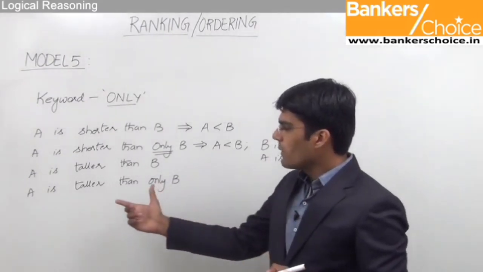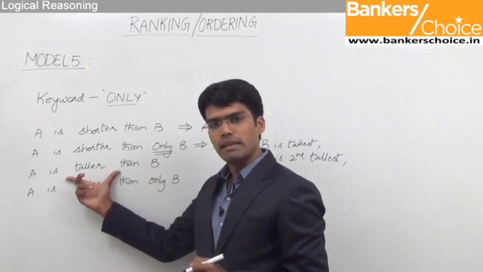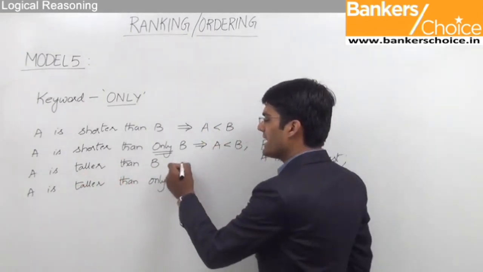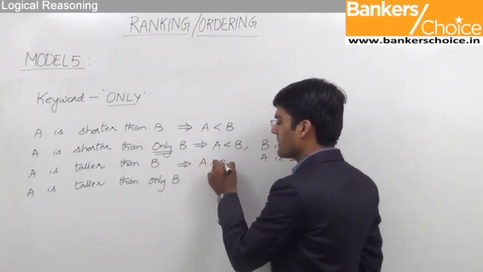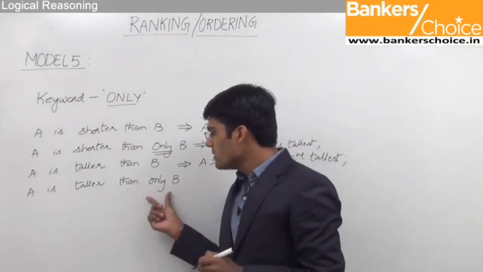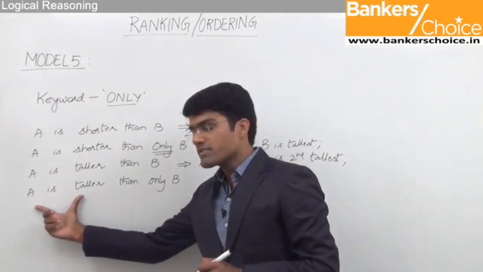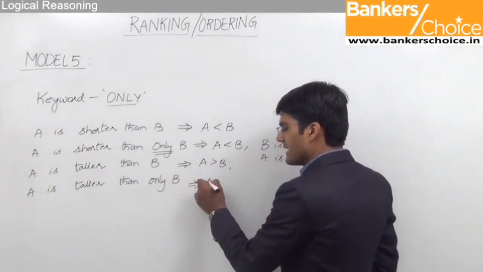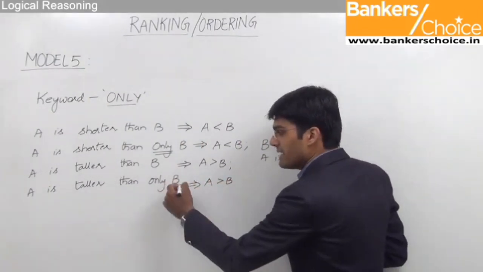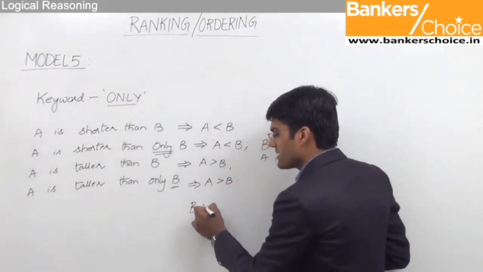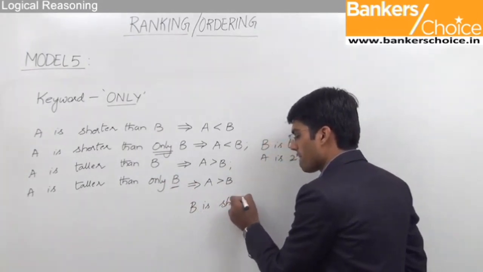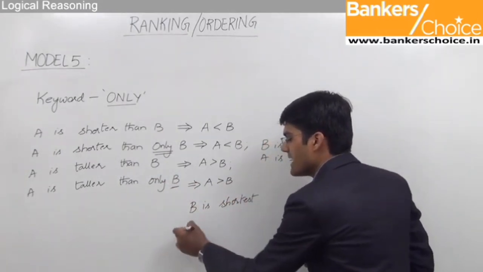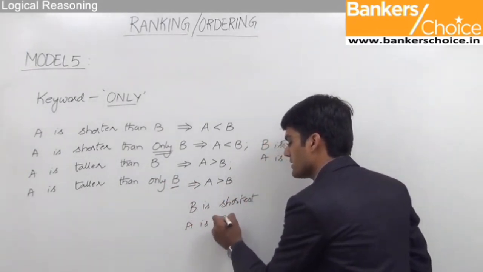In a similar manner, when he says A is taller than B, it has a direct meaning saying that A is taller than B. But in case the word only is used, saying A is taller than only B, we can understand that A is greater than B, but then B is the shortest person in the group and A is the second shortest person in the group.